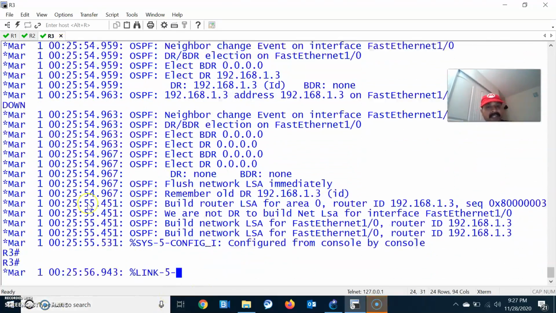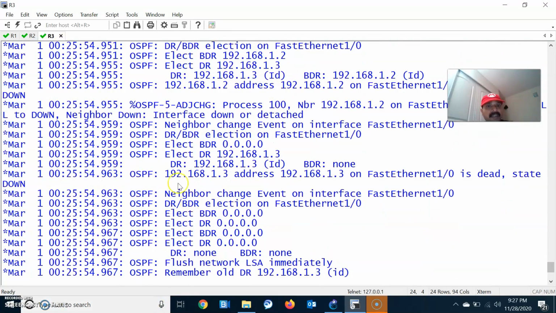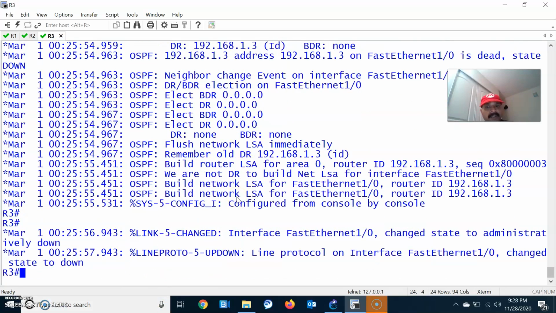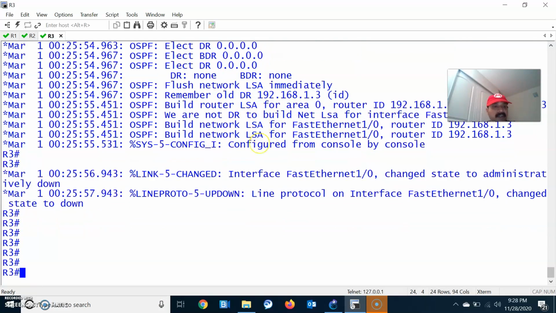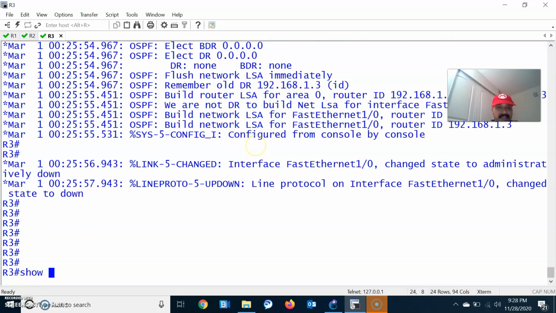Let us shut down this interface. It will do a re-election. You are able to see it is re-electing again, electing DR 1.3. So now let us see what happened. It will flush the old interface LSA from the DR, and it will re-elect again. Let us see which is elected with show IP OSPF neighbor.